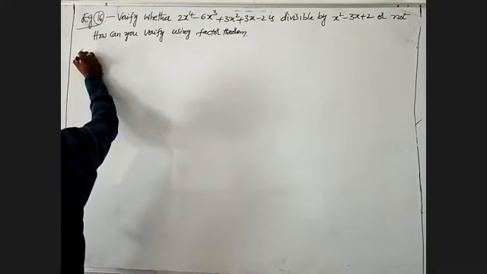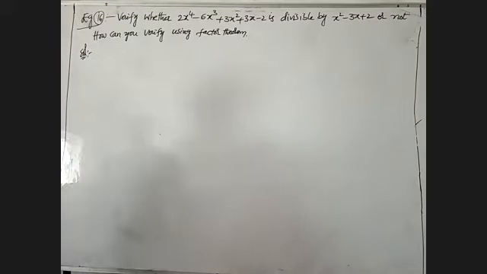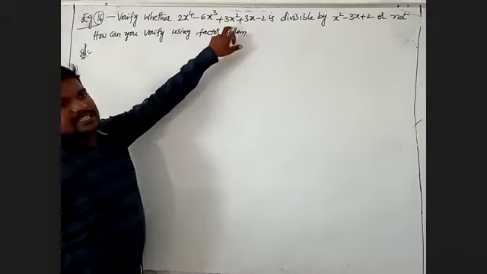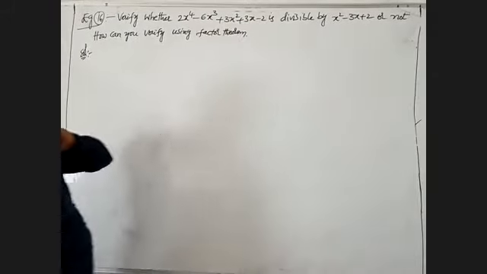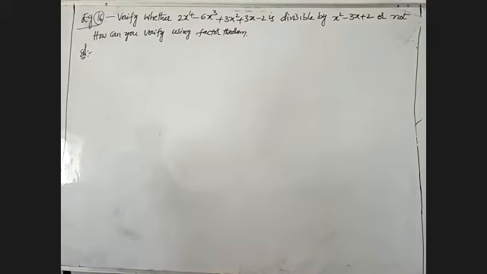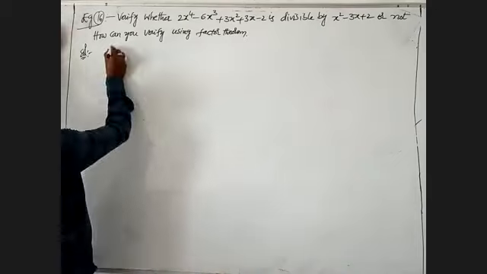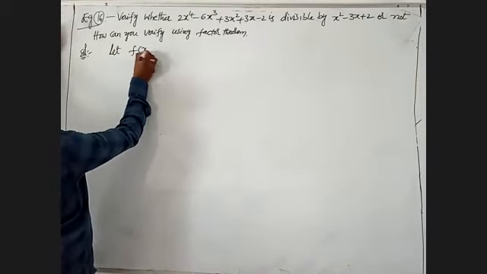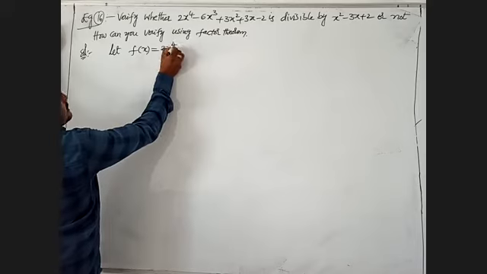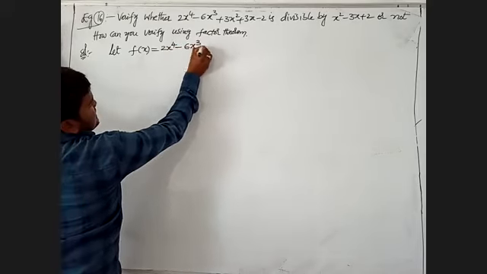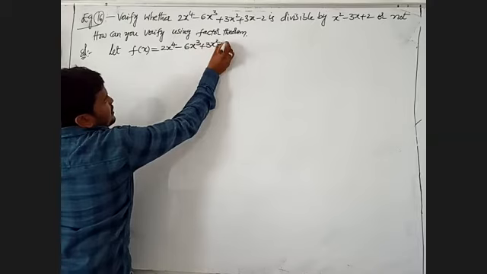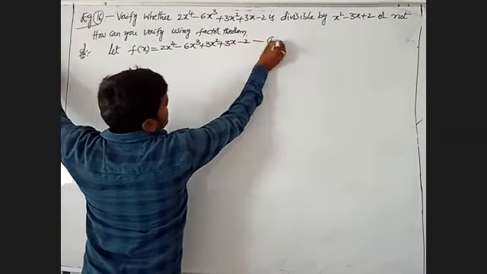Verify whether 2x power 4 minus 6x cube plus 3x square plus 3x minus 2 is divisible by x square minus 3x plus 2 or not. How can we verify by using the factor theorem? Factor theorem. That I will write. Given polynomial, let us take f of x. Then f of x is 2x power 4 minus 6x cube plus 3x square plus 3x minus 2. This is equation number 1.